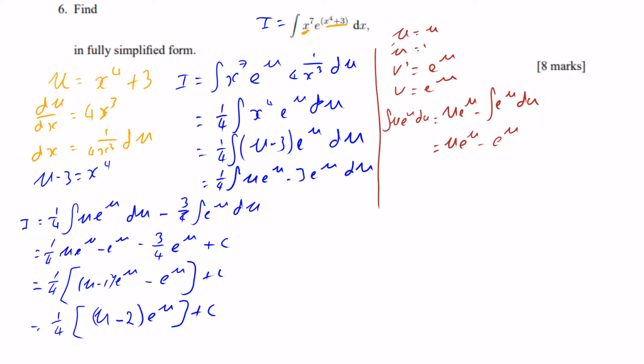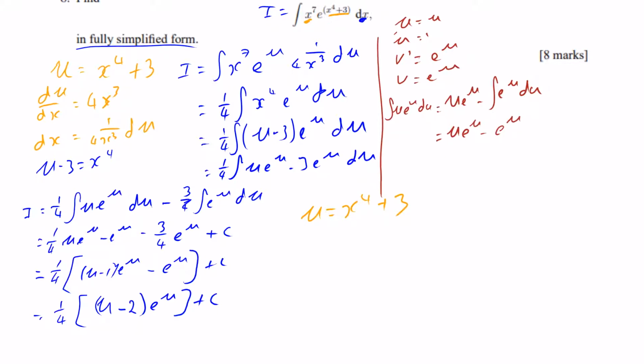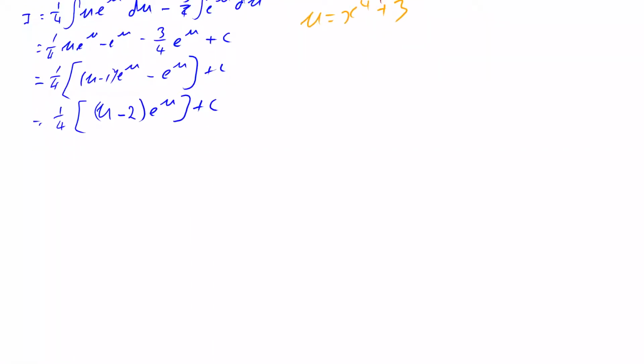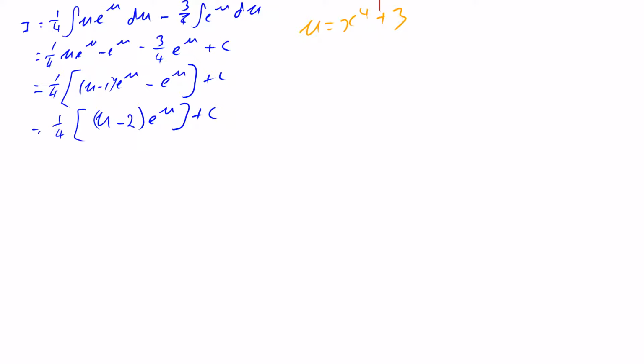So here we have our integrated expression, but we've been asked for it in fully simplified form, and we were integrating with respect to x. So we've now lost all of the x's, and we want to put them back. So if I write that u equals x to the 4 plus 3, then we can substitute these x's back in.